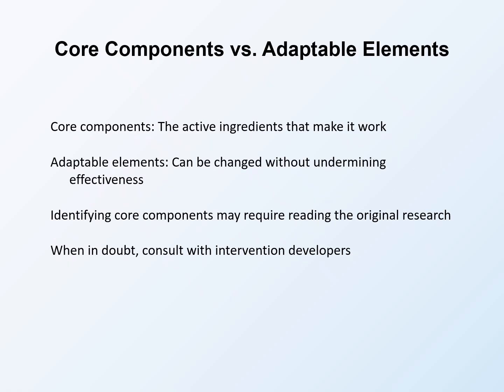A crucial concept for implementation is distinguishing core components from adaptable elements. Core components are the active ingredients, the elements that actually produce the effect. These must be retained for the intervention to work. Adaptable elements can be changed without undermining effectiveness: language, images, cultural references, delivery format in some cases. Identifying which is which isn't always easy. Sometimes it requires reading the original research to understand what the developers believed made the intervention work.